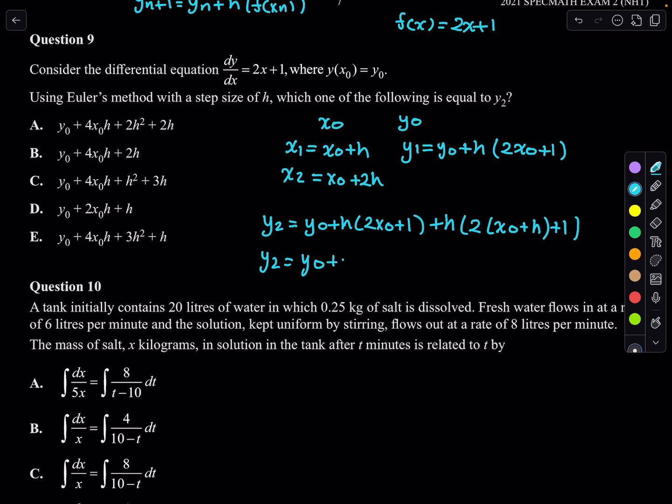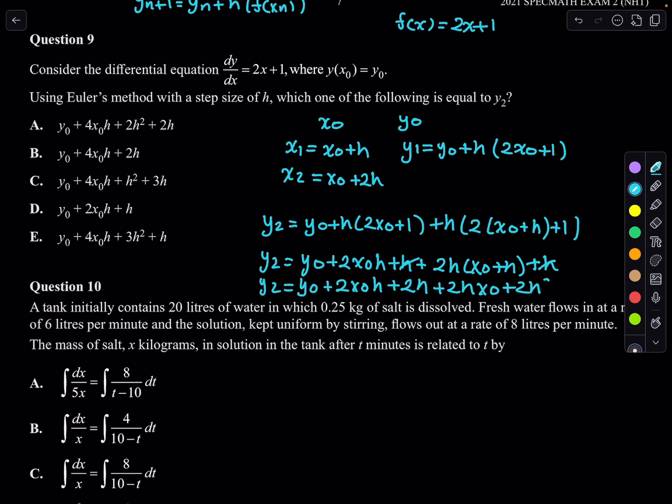And that's it. You just need to be careful with the algebra here. Don't do it too quick, so you don't make silly mistakes. So 2h times x0 plus h plus h, y2 is y0 plus 2x0h plus 2h, because these will, and then plus 2h x0 plus 2h squared.